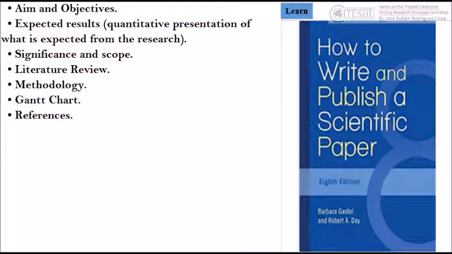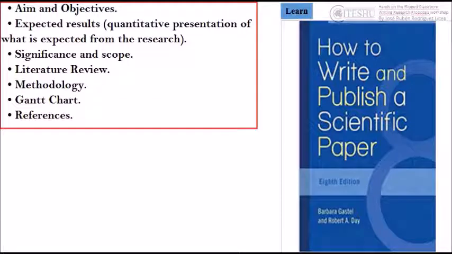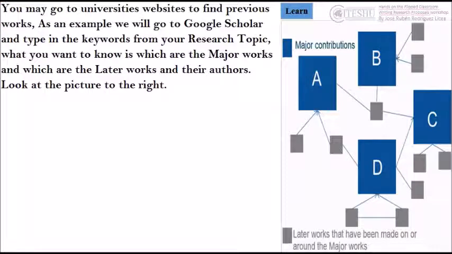Aim and objectives. Expected results, quantitative presentation of what is expected from the research. Significance and scope. Literature review. Methodology. Gantt chart. References. You may go to universities' websites to find previous works.